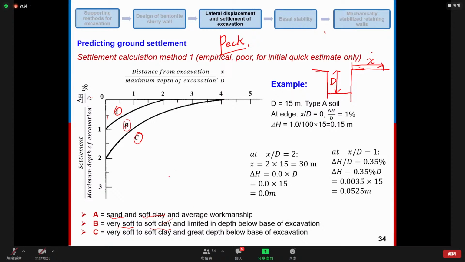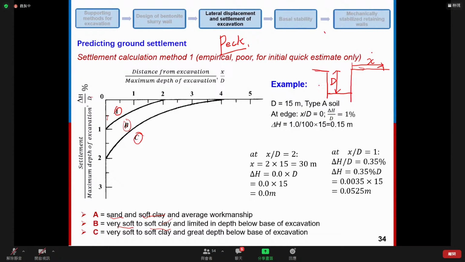And zone C is very soft or soft clay with great depths below the base of excavation. As we can see, A is for sand or soft soil, and B and C are for very soft soil. So the settlement in type B and type C soil is going to be bigger than the settlement in type A. Okay, let's see an example.